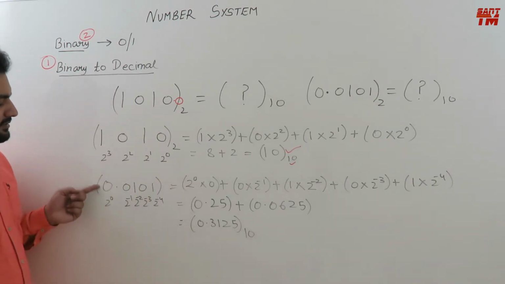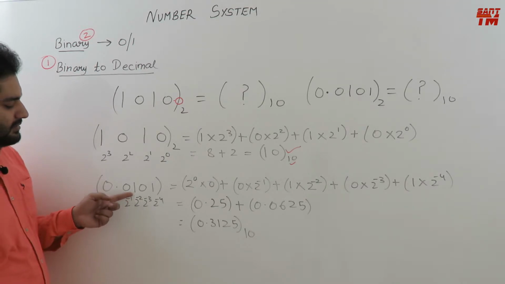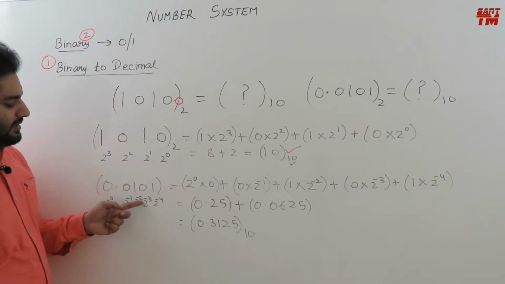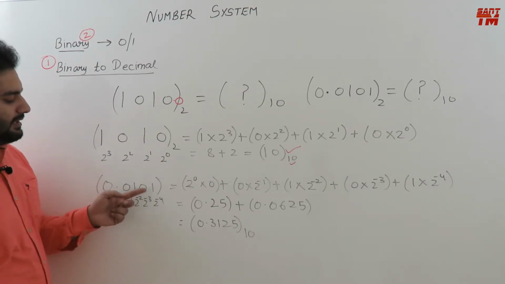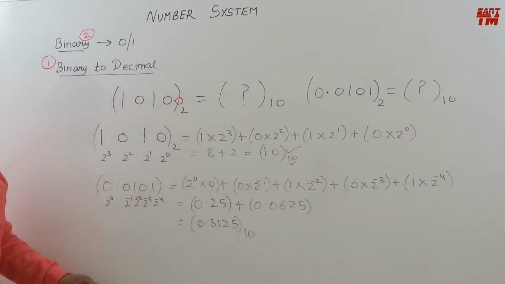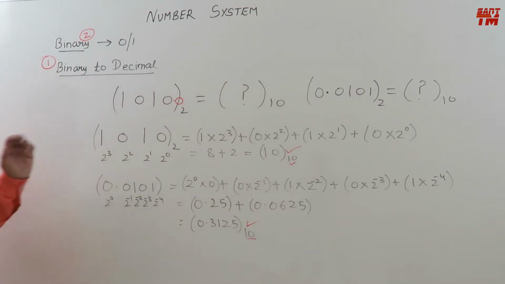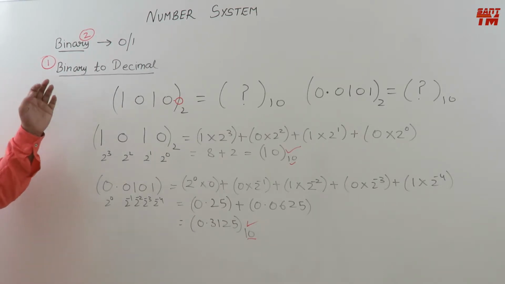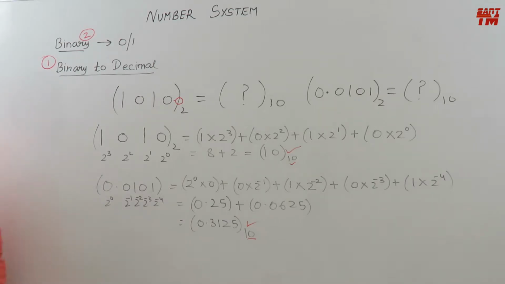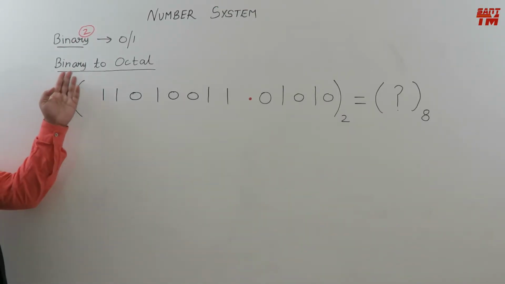2 raised to the power 0 into 0 plus 2 raised to the power minus 1 into 0 plus 2 raised to the power minus 2 into 1 plus 2 raised to the power minus 3 into 0 plus 2 raised to the power minus 4 into 1, and finally we will get 0.3125, which is a base 10 number, that means a decimal number. So note these two examples also, and I hope you may now calculate the decimal equivalent of any binary number very easily.